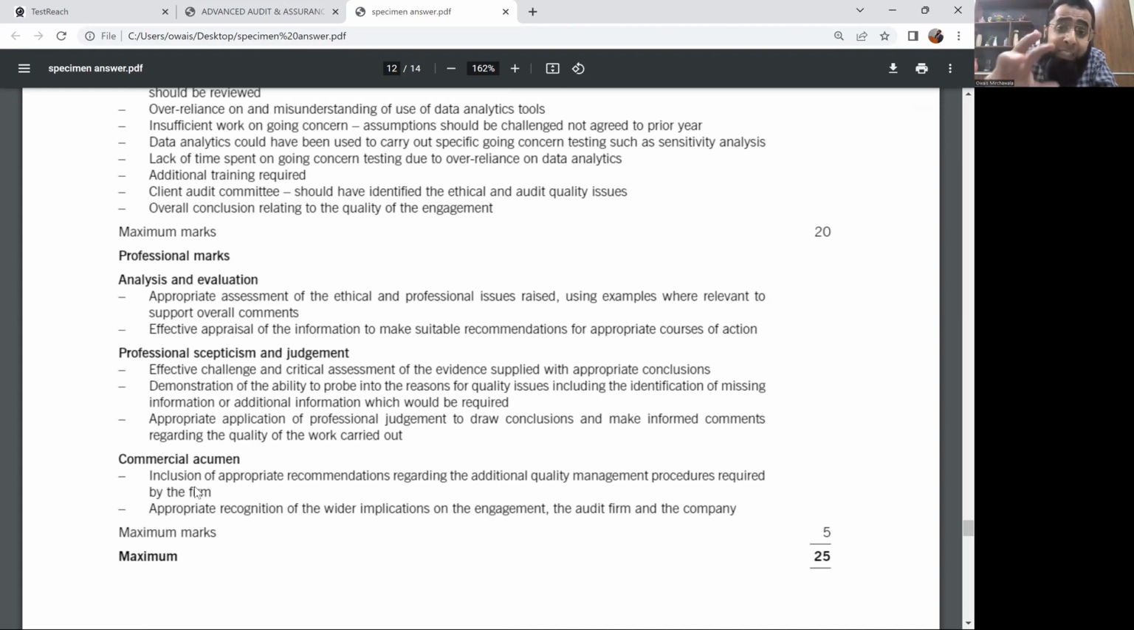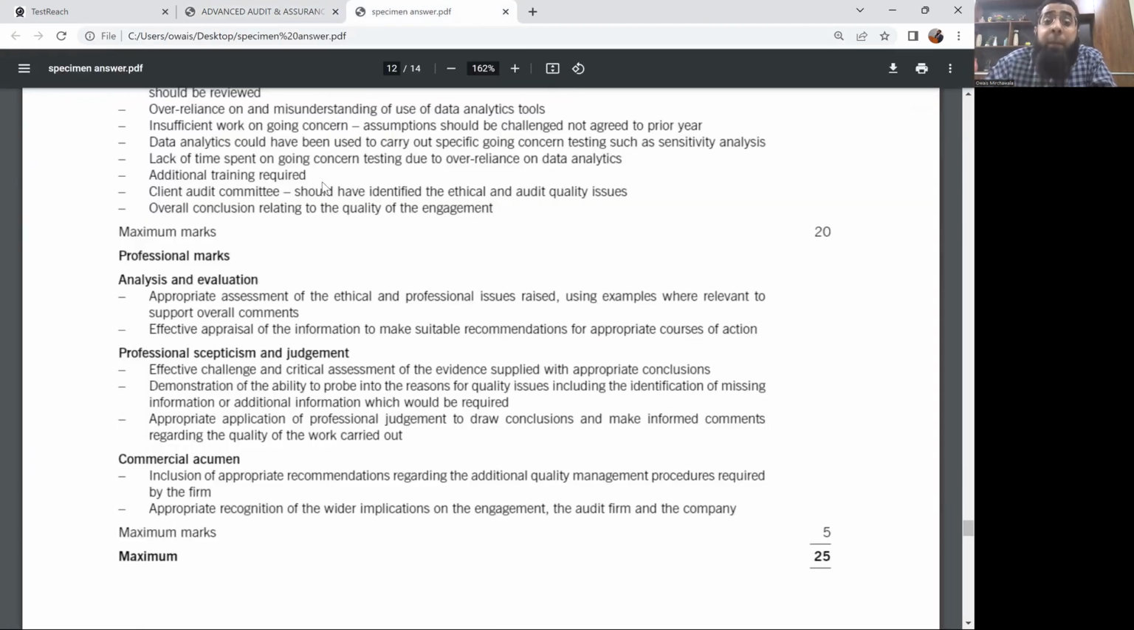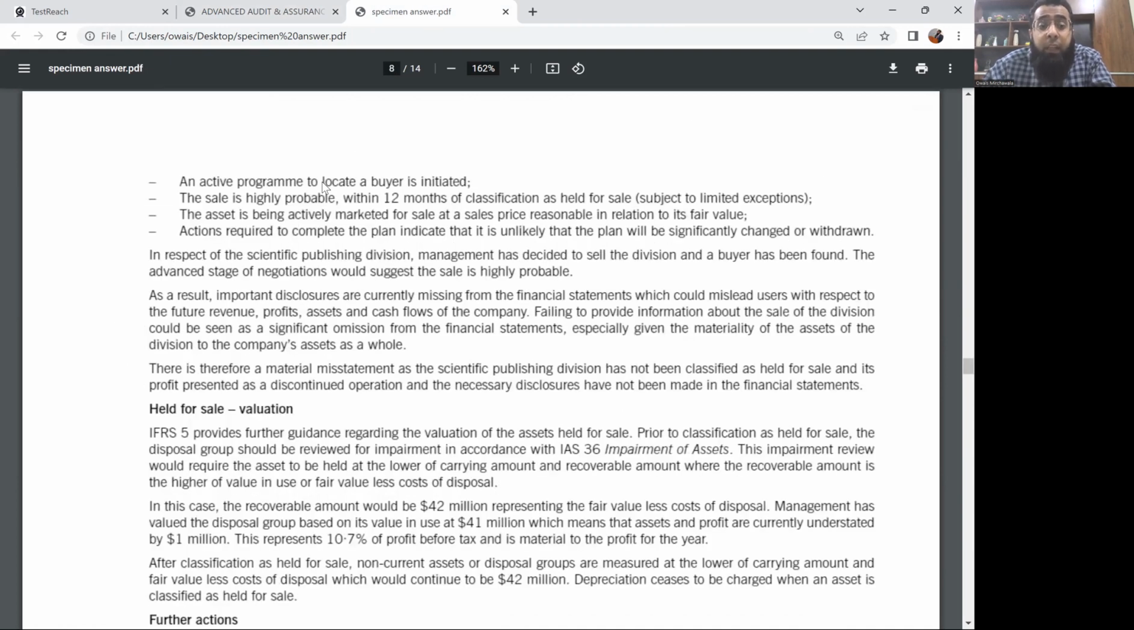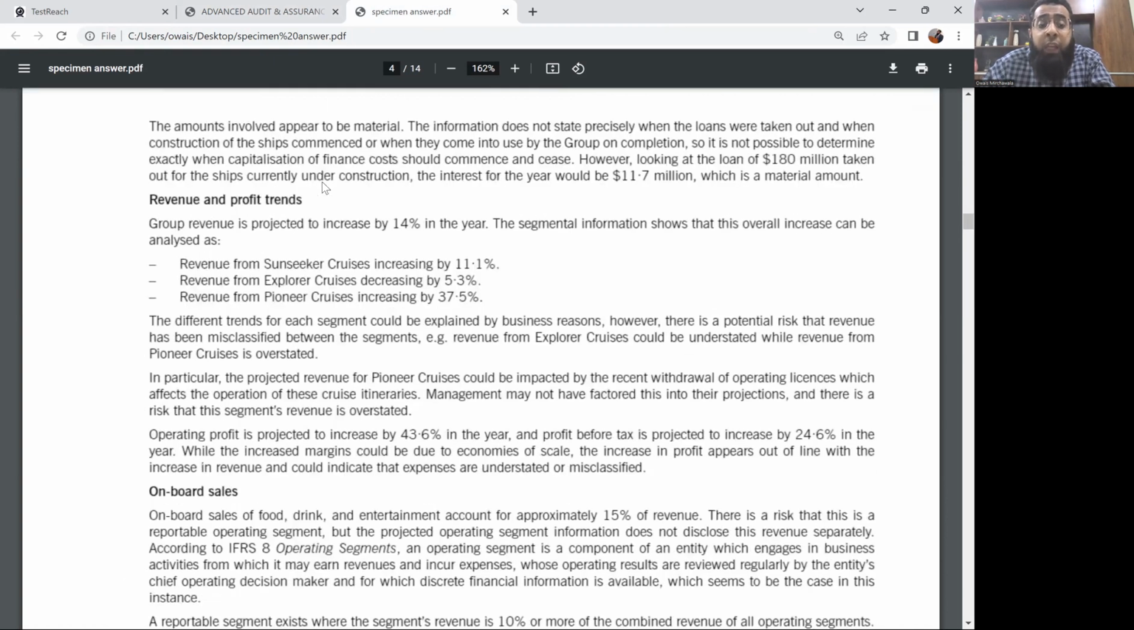So you need to understand the marking scheme. Now, if you look at the candidate one answer, in these two paragraphs only, you got 6 marks. Now let's look at the examiner answer of question number 2. I will attach these documents also, so if you want, you can review them later on.